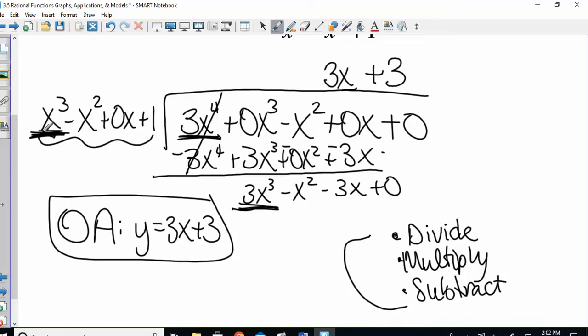I'm stopping here for today. We will definitely practice more with the oblique tomorrow, and we'll start looking at the graphing some.